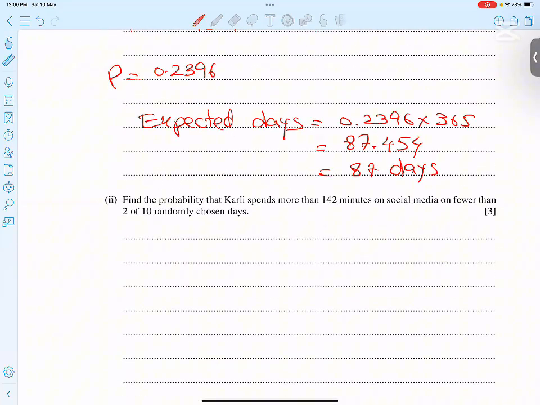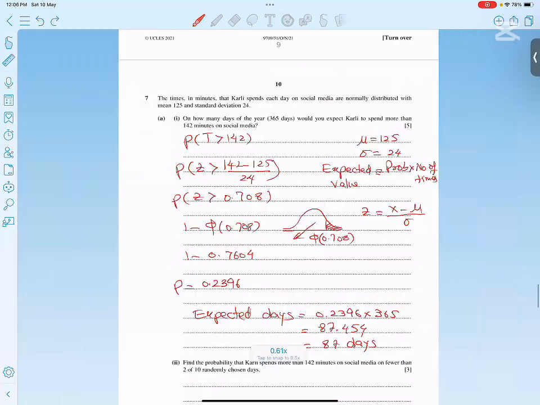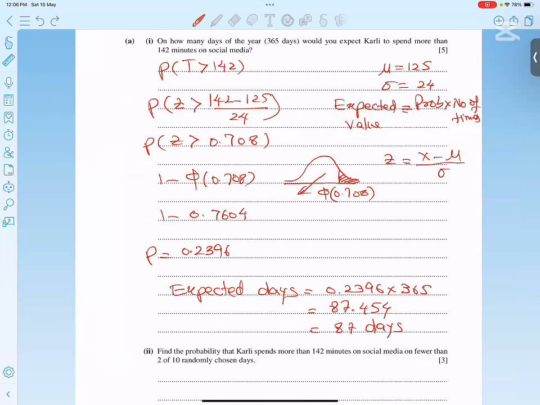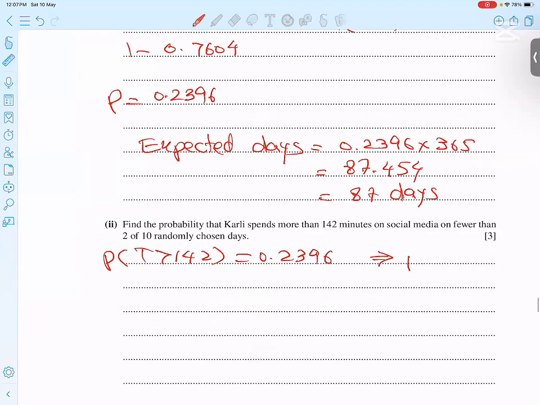Part number 2, same question. Find the probability that Carly spends more than 142. More than 142 we already have, and we got this answer. So make sure the probability of more than 142 is 0.2396. Basically, students, we got a p value from here. This is representing P. And what is Q? 1 minus this, we got 0.7604. So P and Q, we got it.